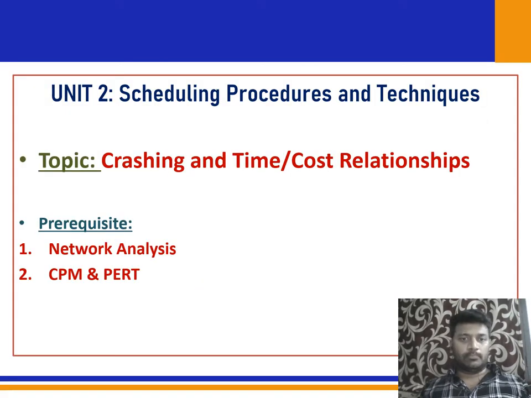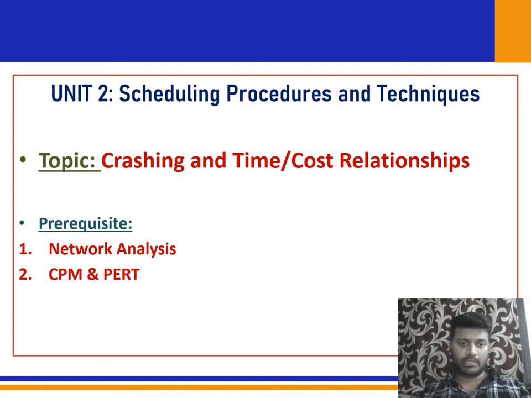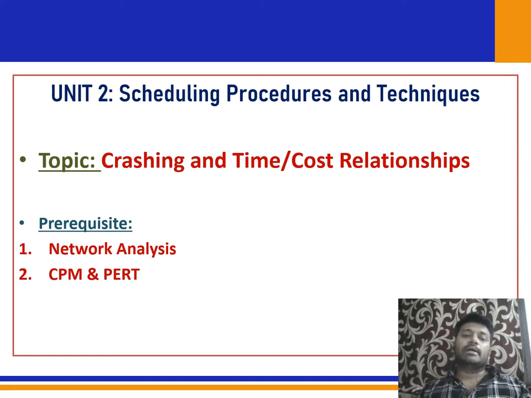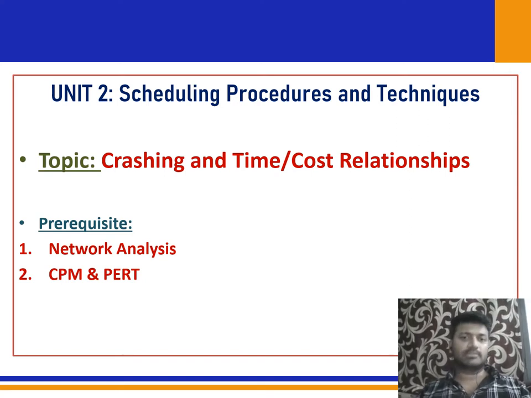Today we are going to see the topic crashing and time cost relationship in Unit 2, Scheduling Procedures and Techniques. The prerequisite required for this topic is network analysis. That is, you should have a basic knowledge on how to draw the network diagram, and you should know the difference between activity and event. And one more thing is CPM and PERT. You should know the basic concepts involved in the critical path method and how to find the critical path, all those things.